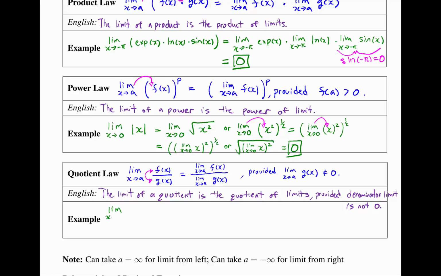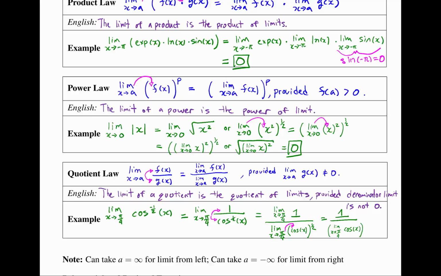The limit as x goes to pi over 4 of cos to the minus 1/2 of x. Well, cos to the minus 1/2 of x is 1 over cos to the 1/2 of x. And so we could push that limit through by the quotient law, provided that the denominator limit is not 0, which we'll see it isn't. And so doing so, we have the limit of 1 on the top, which of course will turn out to be 1. On the bottom we have the limit as x goes to pi over 4 of cos to the 1/2, which we can use the power law on to bring the limit inside the 1/2. And so we're left with 1 on the numerator and the limit as x goes to pi over 4 of cos x, all to the 1/2, on the denominator.